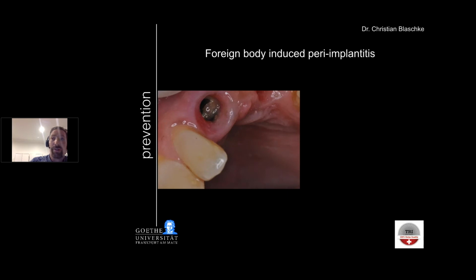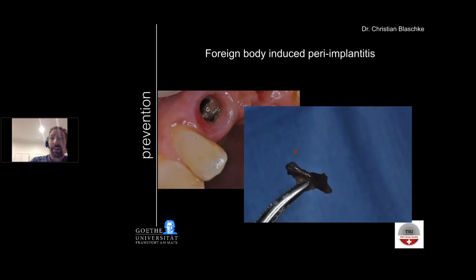That's the case I showed earlier. There is something here. It is a foreign body of some sort. I don't know what it is, but it is certainly not just dead tissue. This is something, and it was inside the implant interface. I have no idea how that got there. So it's a foreign body, most likely.